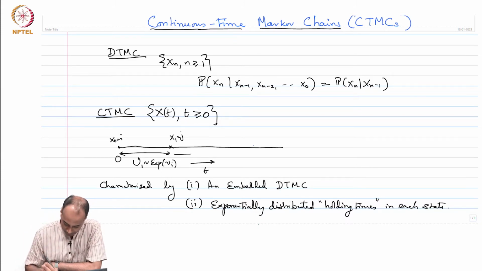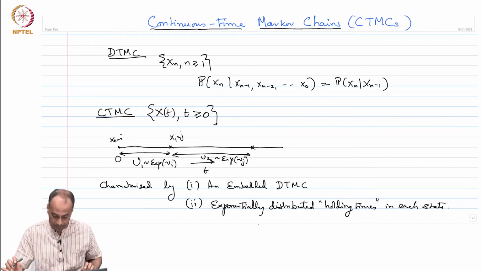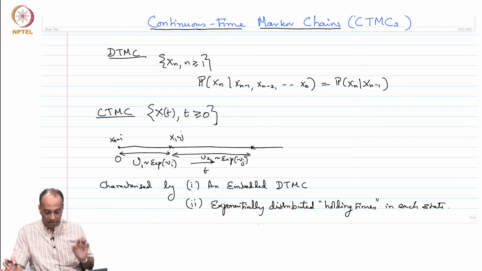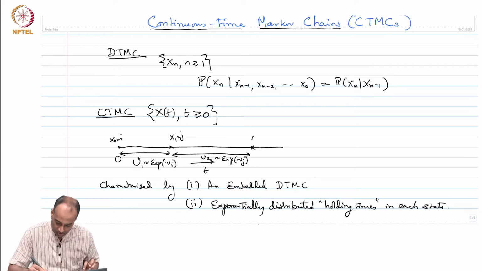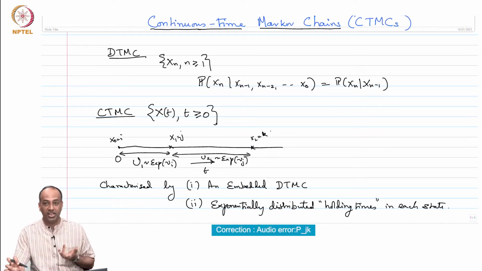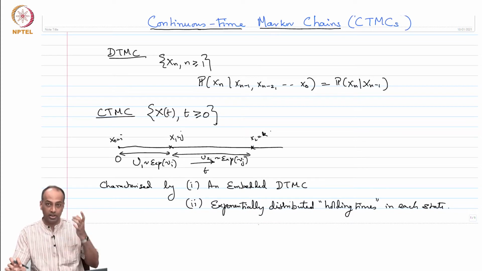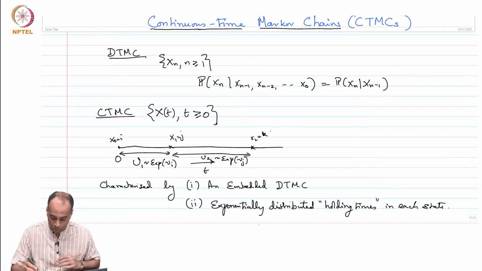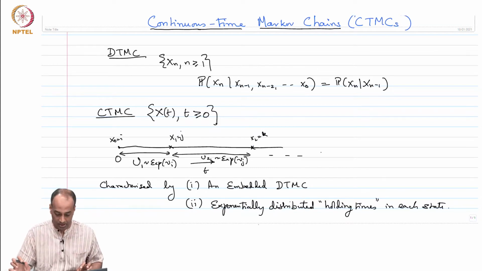Again you have another holding time. Let us call this u2, and this u2 will be exponential with parameter nu j, which depends on the state X1 equals j. And again the underlying Markov chain will go to some state k with probability Pjk. This exponential nu j is independent of the next state, and so on. So, this is how the CTMC proceeds.